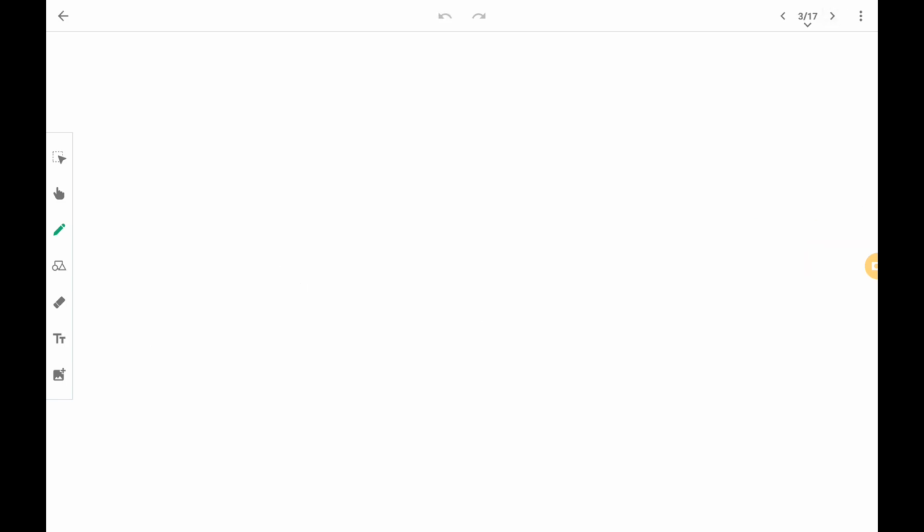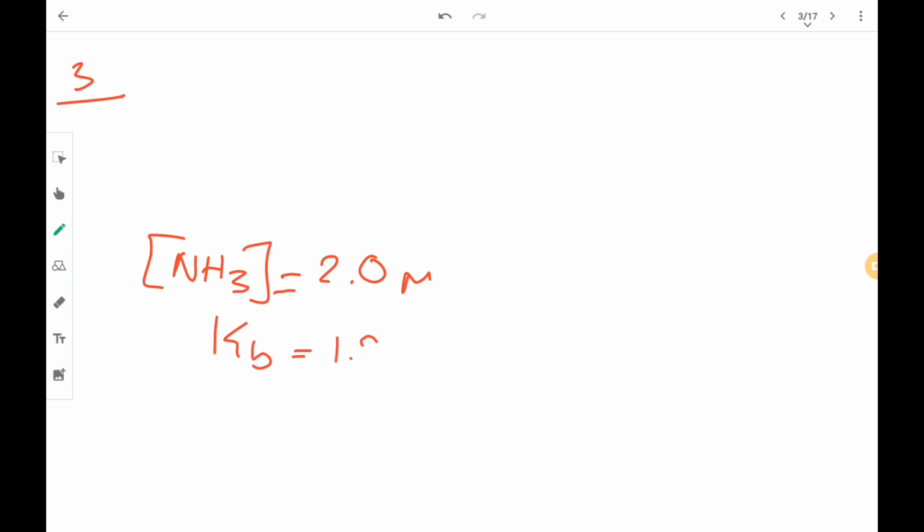Now for question number 3, the given in the answer key and the question sheet is different, so I'll just go with the given in the question sheet. They gave you the concentration of NH3 to be 2.0 molar, and they gave you Kb is 1.8 times 10 to the minus 5. They wanted to find the percent dissociation, which is alpha.